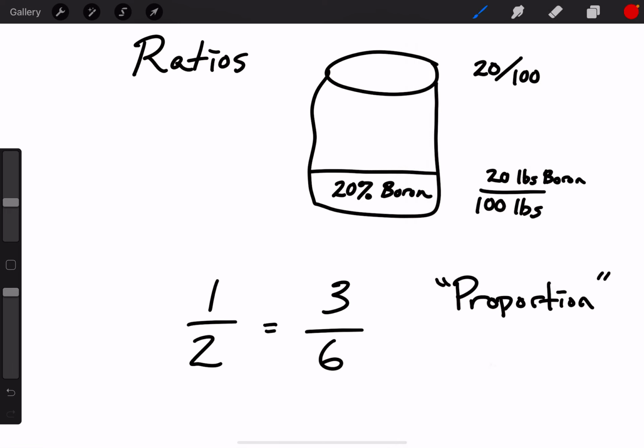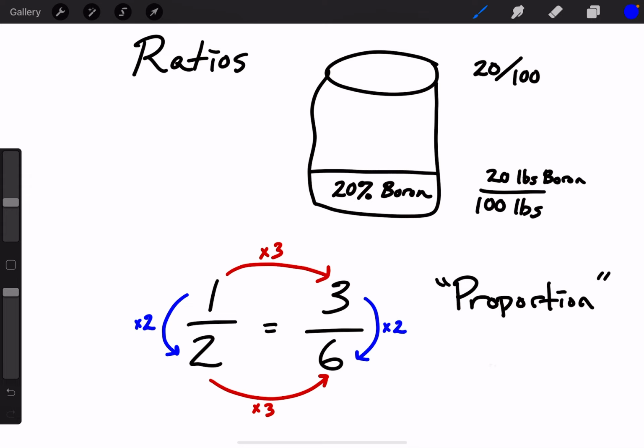So first of all, if you go across the proportion, you might notice a pattern: I am multiplying by the same number. 1 times 3 gets us 3, and 2 times 3 gets us 6. There's another pattern if I go down the proportion on their own side. Notice that 1 is half of 2, or I would multiply 1 by 2. And the same thing is true over here. 3 times 2 would get me 6.